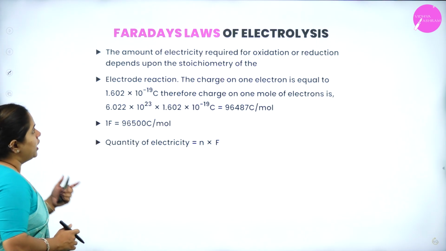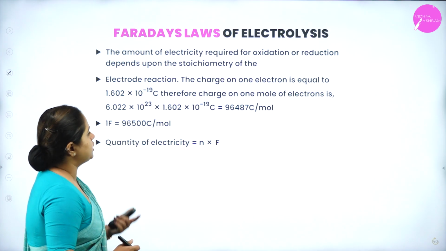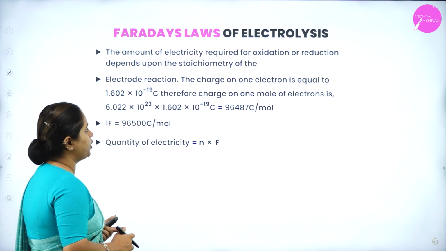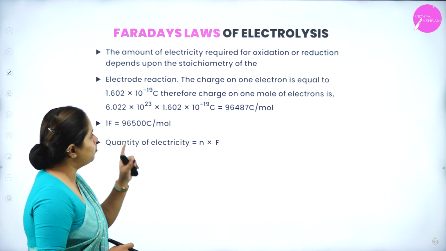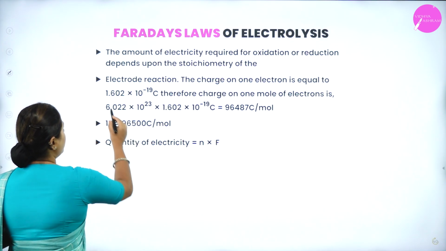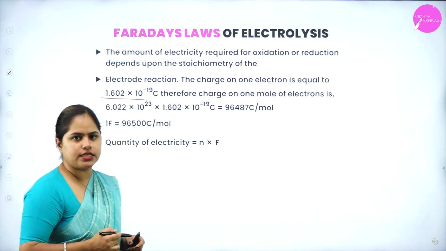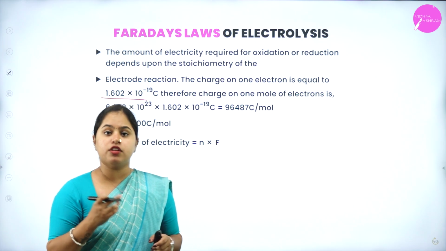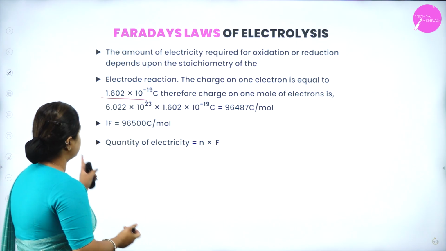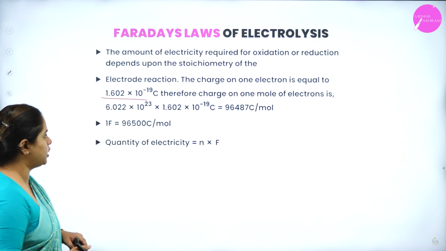Now, the amount of electricity required for oxidation or reduction depends upon the stoichiometry of the electrode reaction. The charge on one electron is equal to 1.6 × 10^-19 coulomb. Last year itself, we studied the charge of an electron, right? It is 1.6 × 10^-19 coulomb.